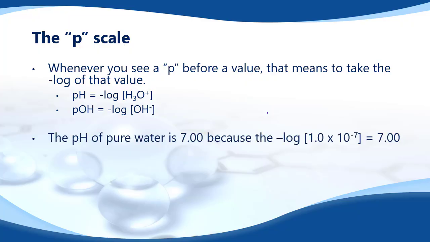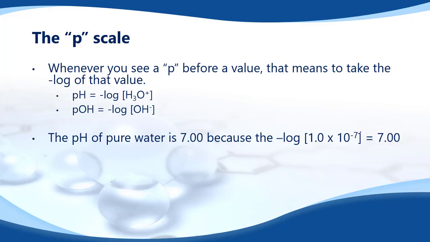Now for pure water, 1.0 times 10 to the minus 7th concentration, pH is 7. If it's an exact power of 10, all you do is take the negative exponent, and that's going to be your pH value. That's all a logarithm does. It just cuts off a bunch of zeros from a number.